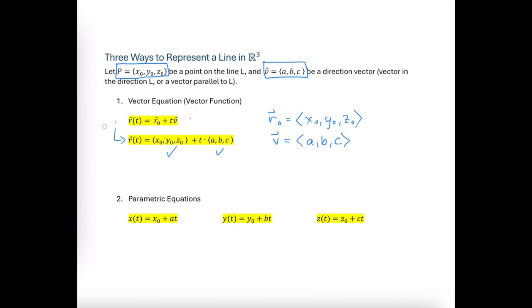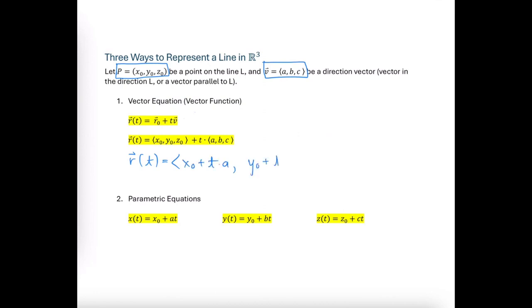One other way that we can express the vector function version of our line is to actually add these two vectors together, giving us x naught plus t times a as the x component, y naught plus t times b as the y component, and z naught plus t times c as the z component, and have one complete vector instead of two vectors that are being added together.